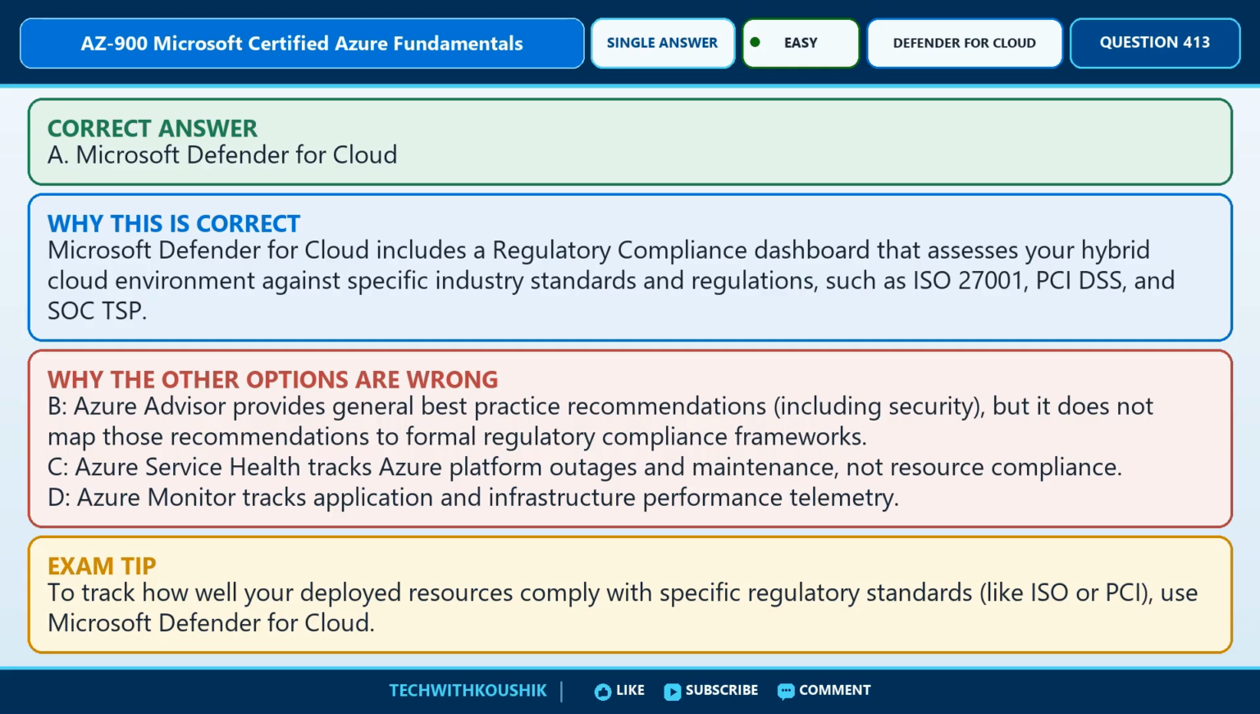Let's quickly check the incorrect choices. B. Azure Advisor provides general best practice recommendations, including security, but it does not map those recommendations to formal regulatory compliance frameworks. C. Azure Service Health tracks Azure platform outages and maintenance, not resource compliance. D. Azure Monitor tracks application and infrastructure performance telemetry. The main takeaway is to track how well your deployed resources comply with specific regulatory standards, like ISO or PCI. Use Microsoft Defender for Cloud.